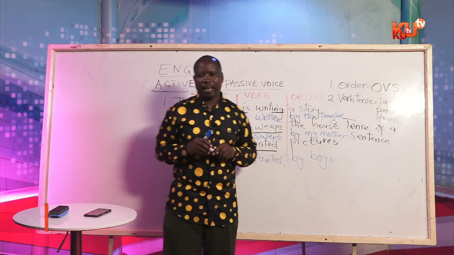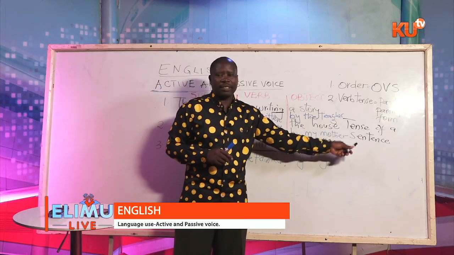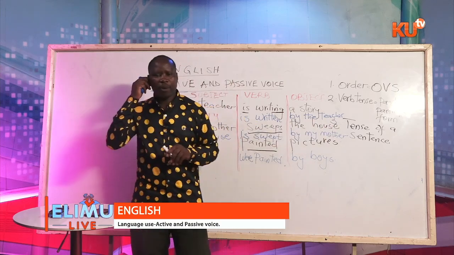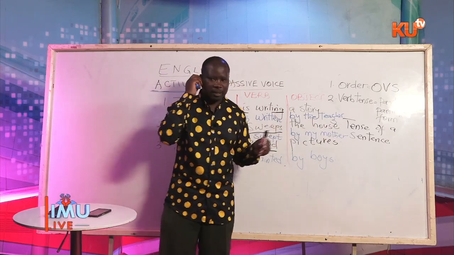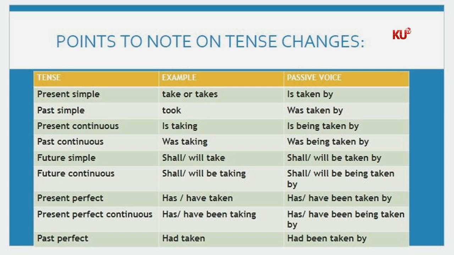Now, as we move to the next slide, it will show us how each of these tenses changes. For example, when we talk about present simple tense, I've said we use is or are. So we have the first tense there, present simple tense. For example, take or takes, that is the verb.